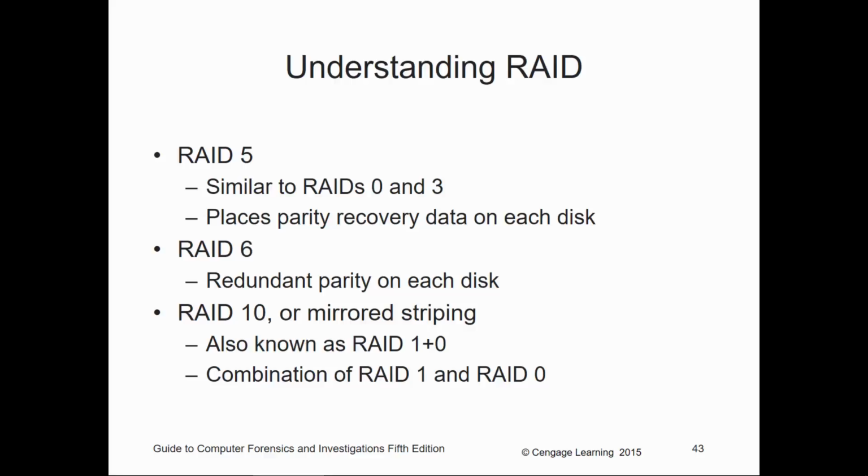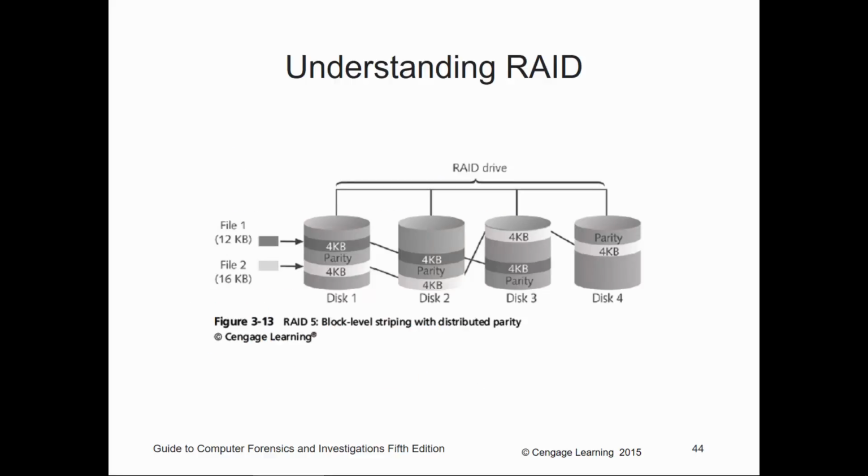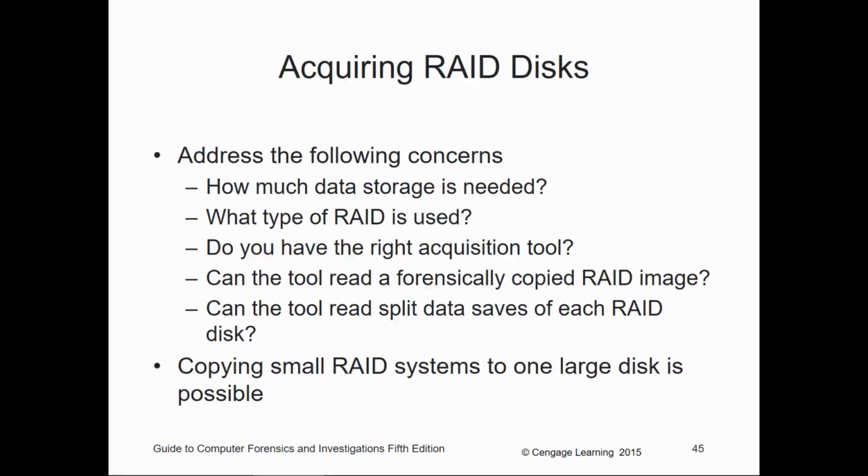RAID 10 is a combination of RAID 0 and 1, sometimes called RAID 1 plus 0, RAID 1.5, or RAID 1 and 0. RAID 50 is a combination of RAID 5 and RAID 0. So you can actually take these base RAIDs and start combining them to get all kinds of numbers. Here we have RAID 5. Again, there's a parity portion on each drive. That way if a disk drive fails, we can recover. So now let's go back to acquiring RAID disks.